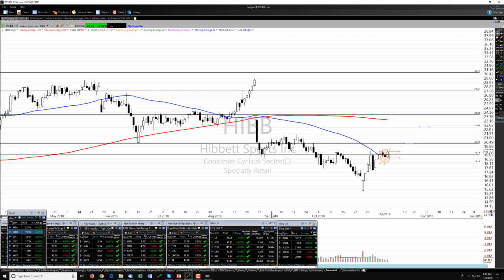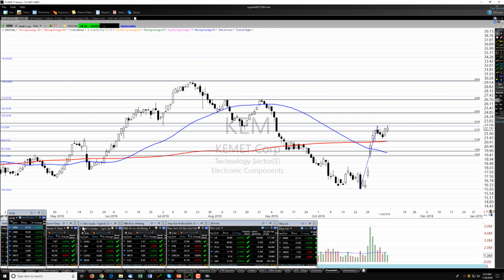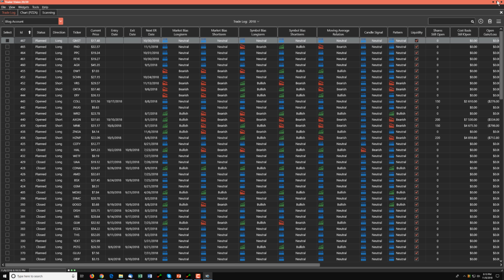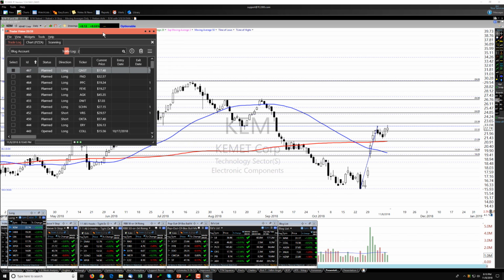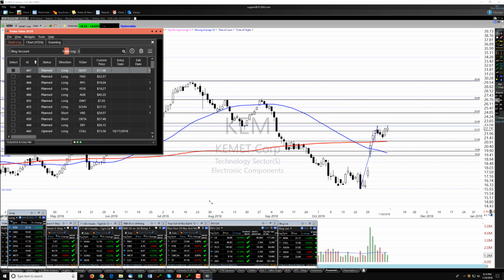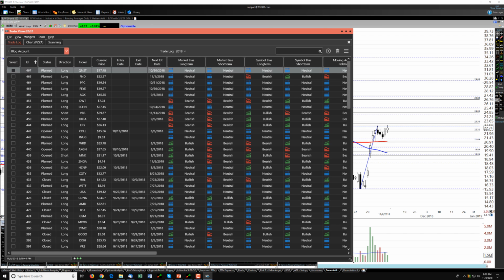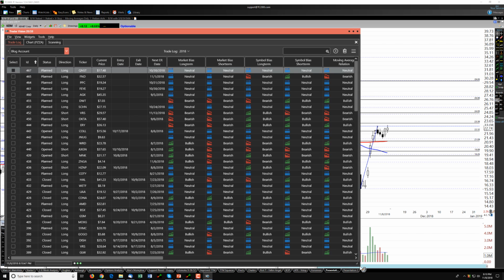$18.71. You like KLM better? You mean KEM? Probably. That would be my breakout level, and there's my two targets. I guess I can plan this. Let's see if I can make it so that we can both see the chart and see Trader Vision. Can you guys see that?